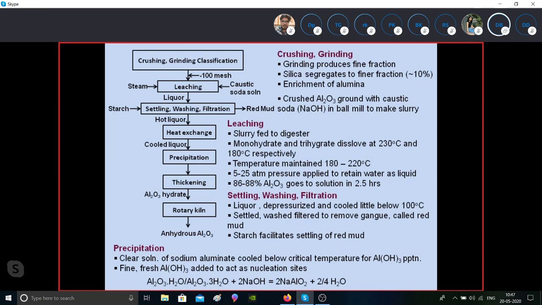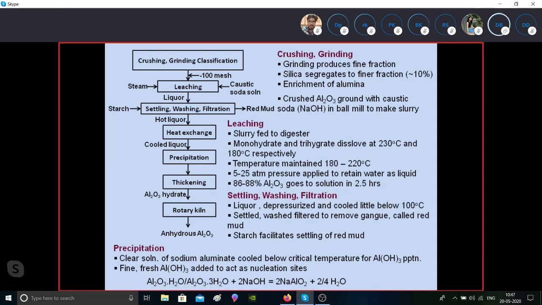Mind it, whatever I am talking about now, settling, washing, filtration, we are maintaining a temperature of around 100 degrees centigrade. Whatever was undissolved gets settled down in the settling tank. Only we may not be able to settle 100% of the impurities. The impurity together is called red mud because it looks completely red in color, and it is mud because it is full of water.